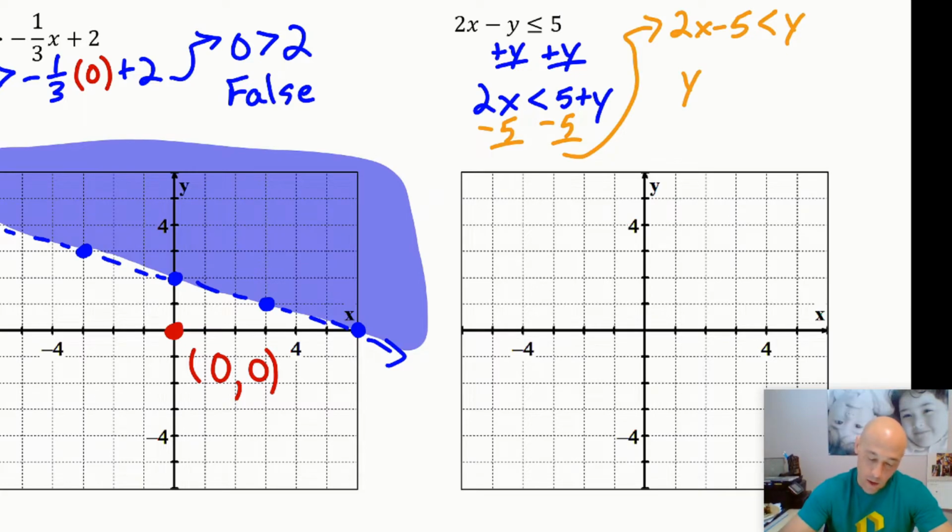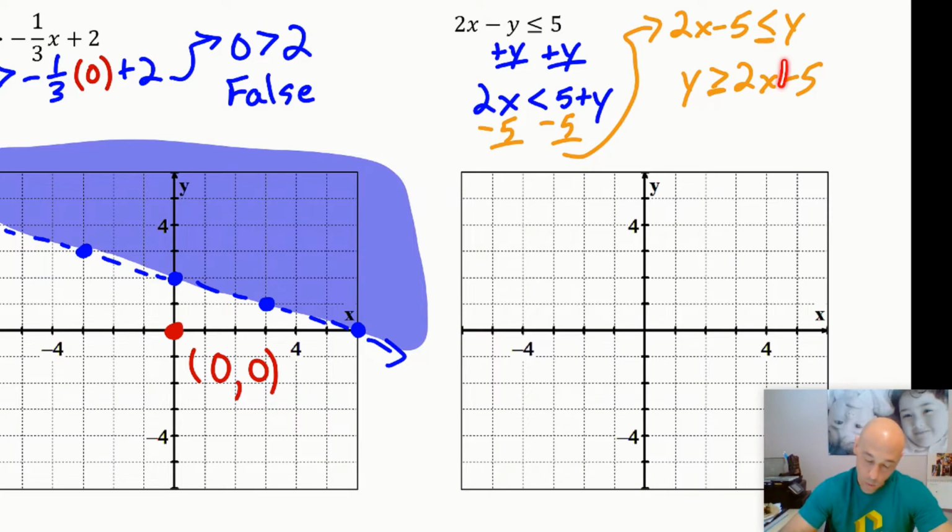But when we do that, we need to make sure that we change this less than sign to a greater than sign. So we have to switch the direction of the sign. But that's all. And now we can graph. Oops. I also, here's an equal to. So I dropped that equal to. Hope you didn't.